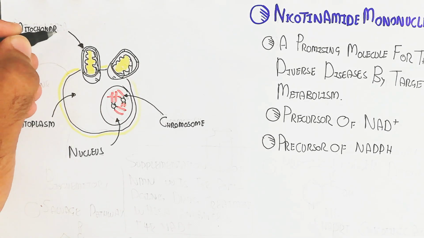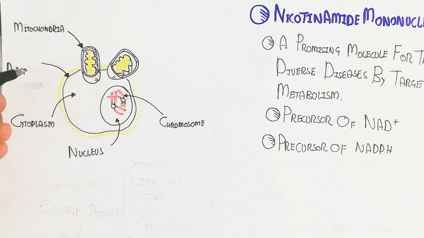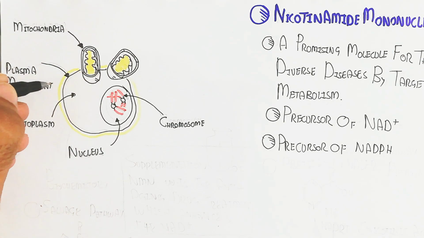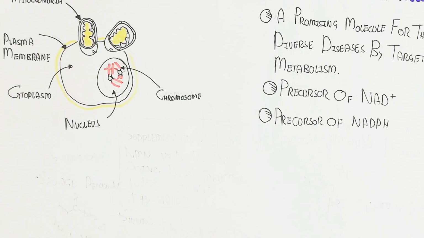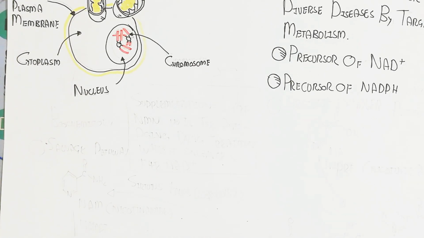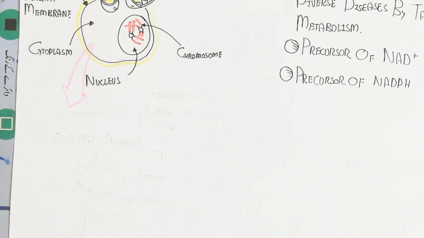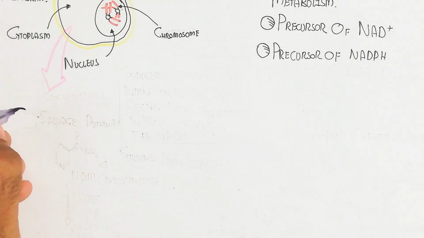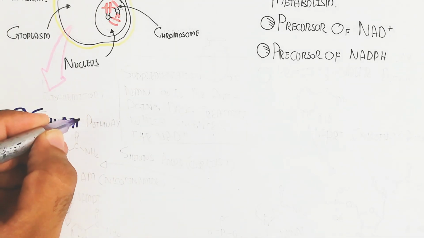This is the cell, containing mitochondria used for the production of NADH, ATP and FADH2, and this is the chromosome and the nucleus as well as the cytoplasm. So let us begin to understand the biochemistry in the cytoplasm.